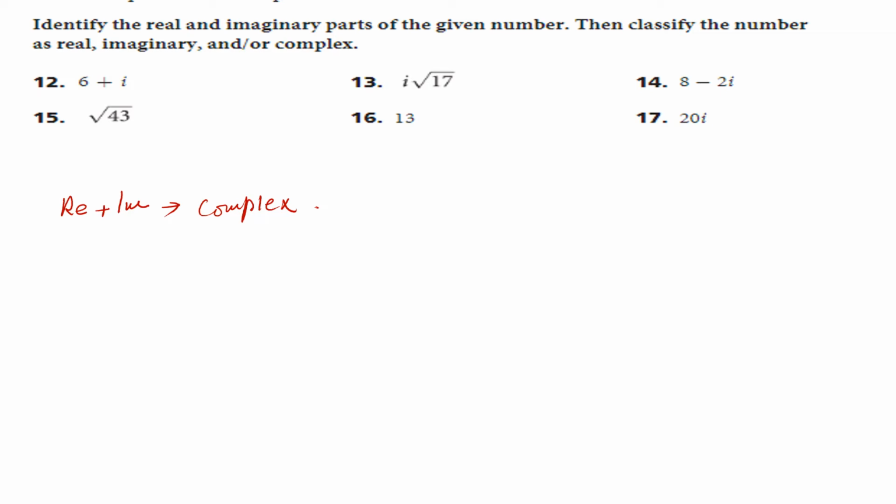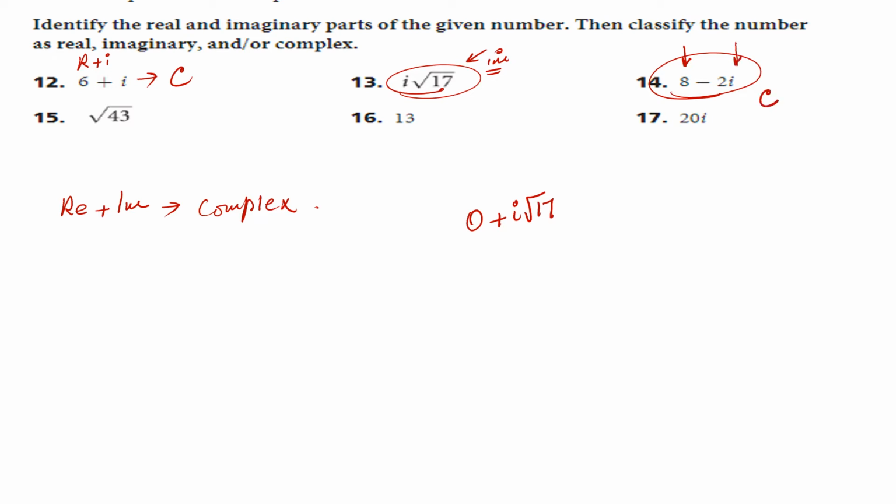Now here, 6 plus i, of course it is a complex number because it consists of the real and the imaginary part. i square root of 17, of course it is only an imaginary number, and in order to make it a complex number, you have to write 0 plus i square root of 17. But in fact, without the real part, it is said to be an imaginary number. 8 minus 2i consists of the real part as well as the imaginary part. So, of course, it is a complex number.